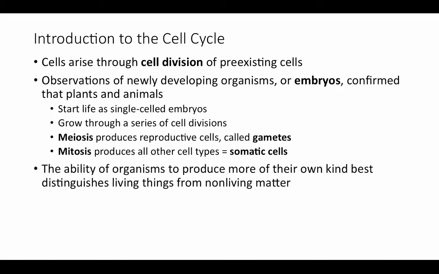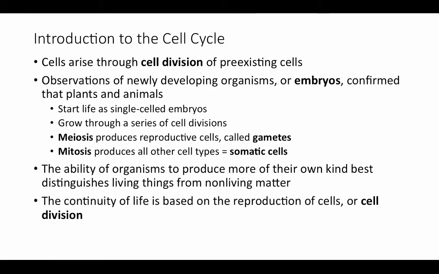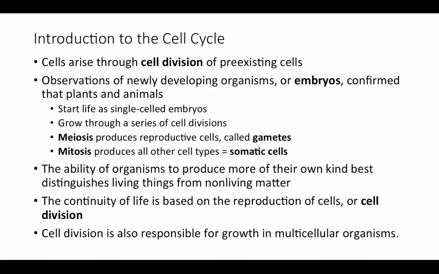The ability of organisms to produce more of their own kind best distinguishes living things from non-living matter, as we saw in that list of things that living things do that distinguishes them from non-living things. And the continuity of life on Earth is based on the reproduction of cells, or cell division. And cell division is also responsible for growth in multicellular organisms. That's how we get bigger. The cells themselves don't keep growing and growing and growing, they divide to create more cells to make larger organisms.